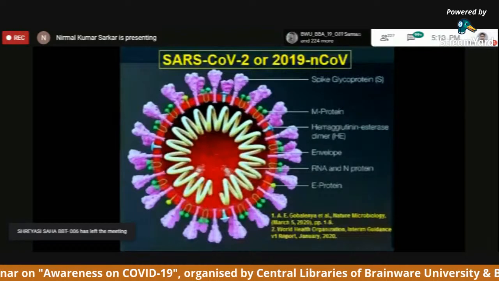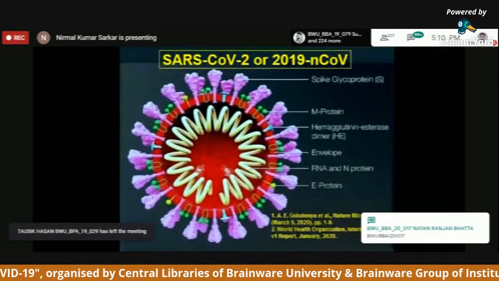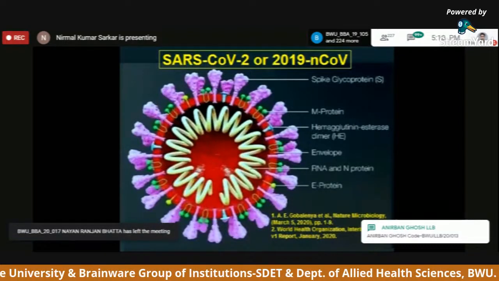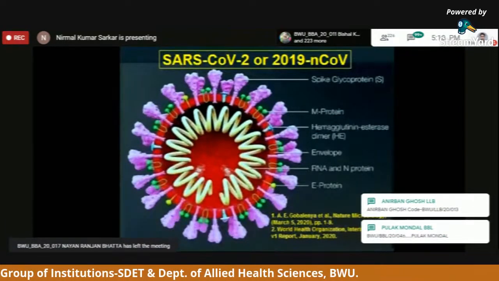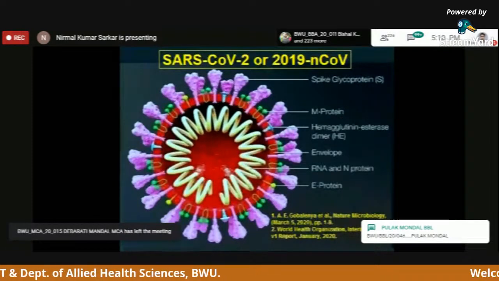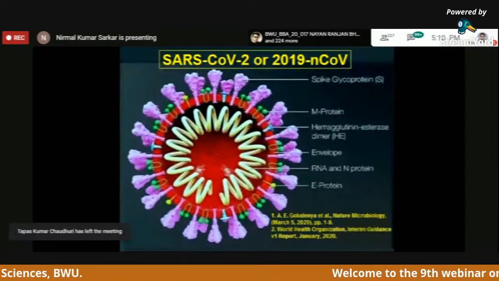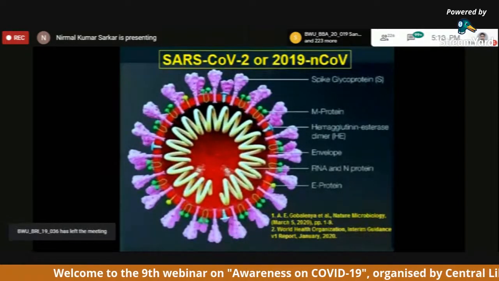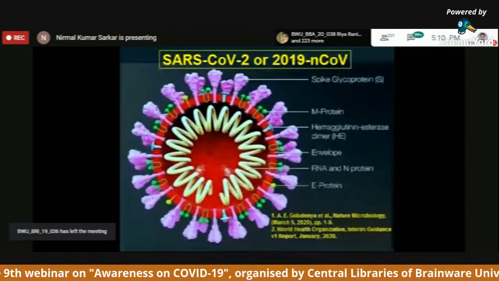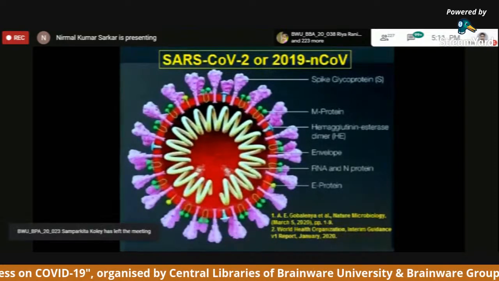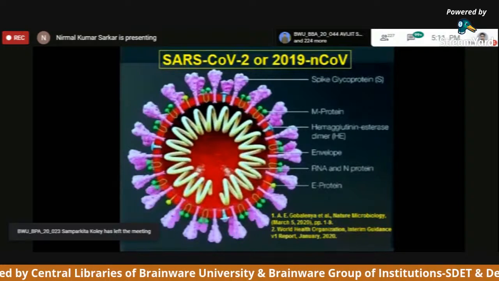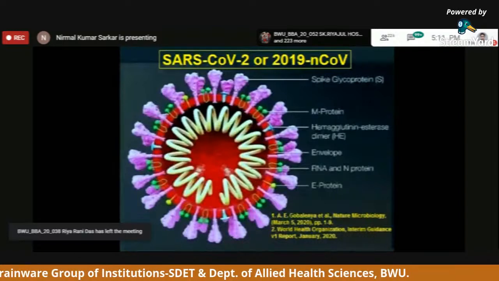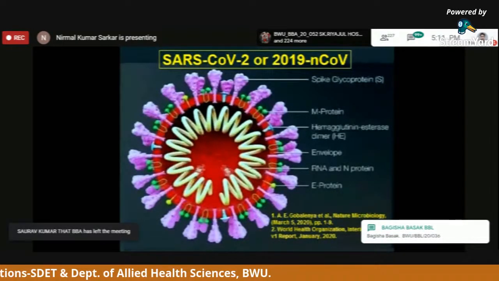At the center of each virus, there is an RNA molecule associated with a protein called N-protein. Along the periphery or circumference of each virus, there is a lipid envelope in which different kinds of protein molecules remain embedded. These proteins are known as M-protein, HE protein, E protein, and spike protein, respectively. It is the spike protein with which the virus binds to the cells in the human body.